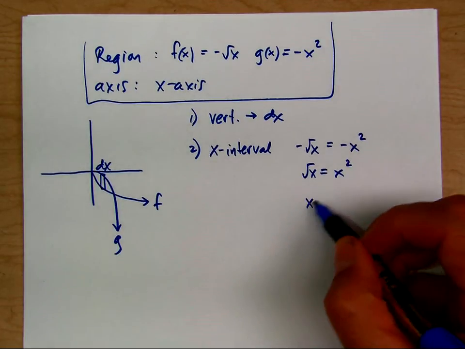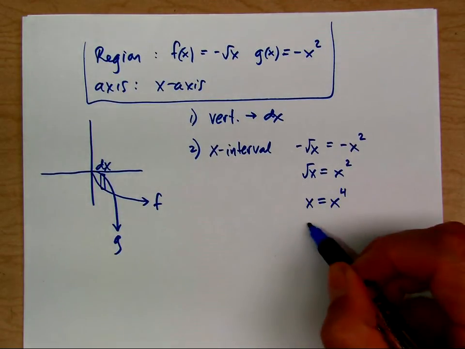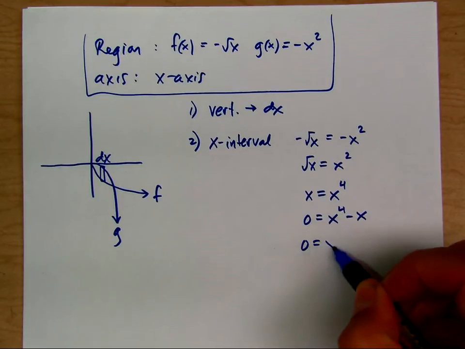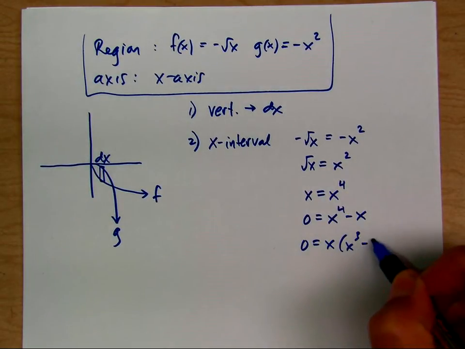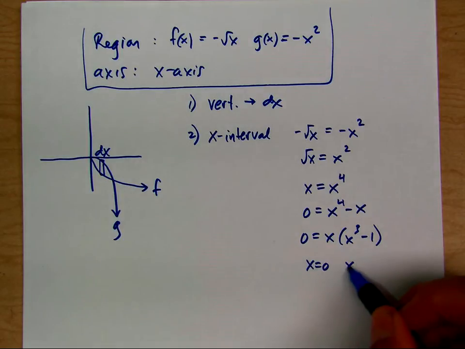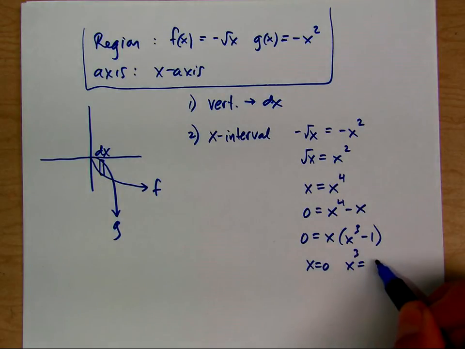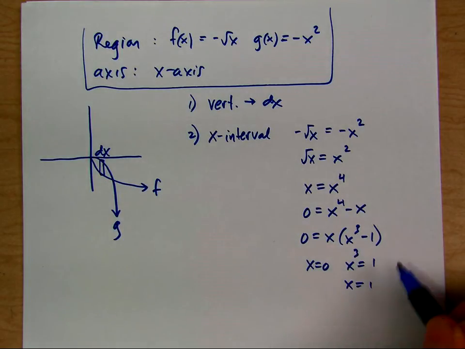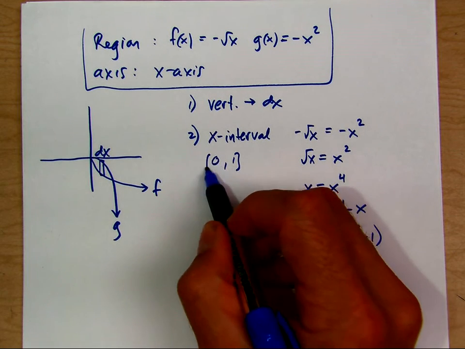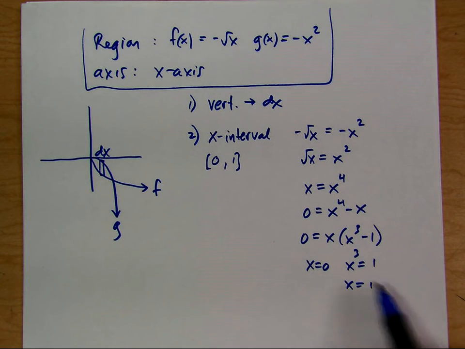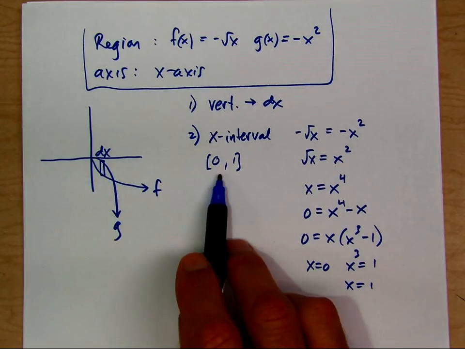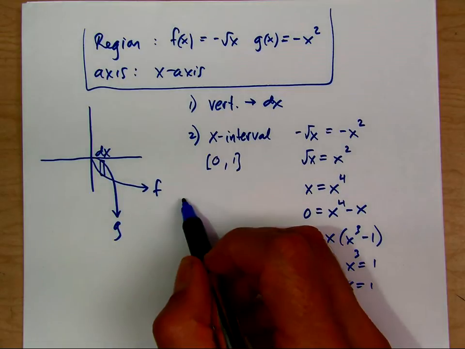Let's square both sides. So x equals 0 and x cubed equals 1, so x equals 1. And the interval is going to be from 0 to 1. So the intersection is at x equals 1, the interval is from 0 to 1, and then we can go to the radii.